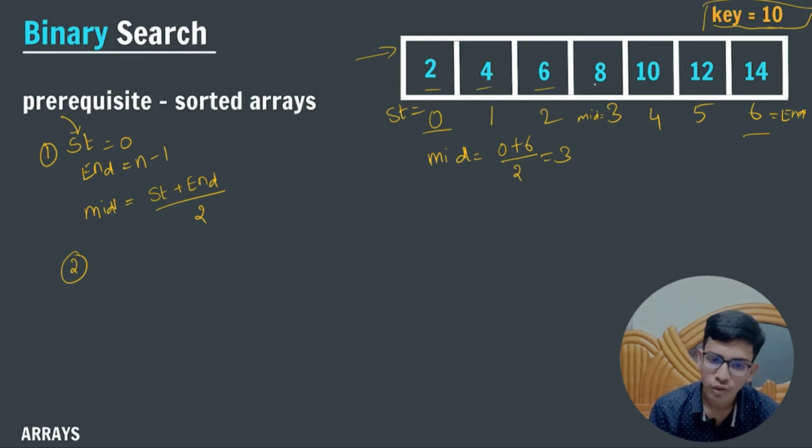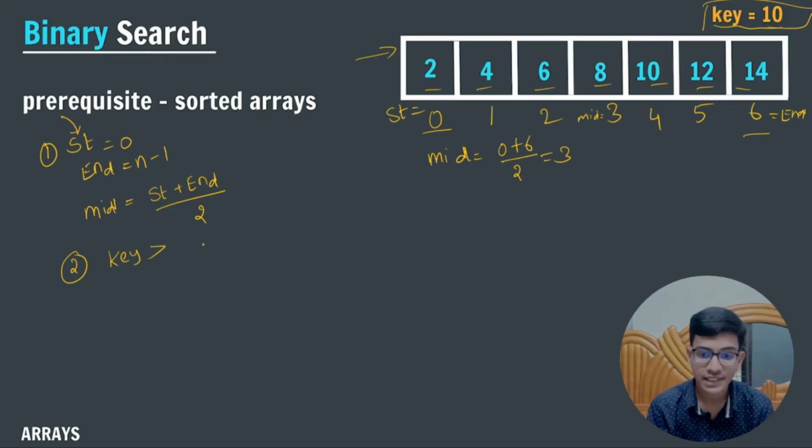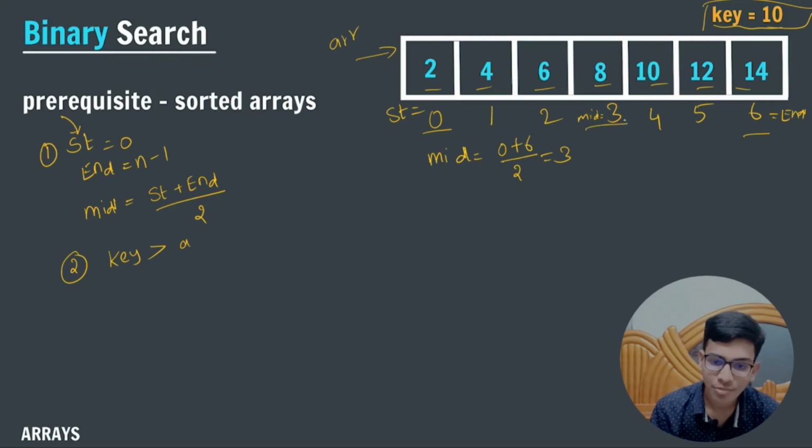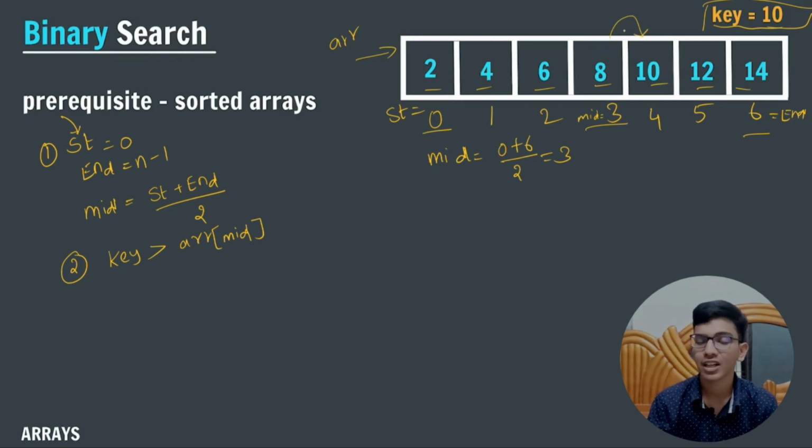So 2, 4, 6, 8, 10, 11, 12, 14. So the second step is I am going to compare. Can I compare that if the value of my key is greater than, let us consider that this is my array and this is my mid index, right? So ARR of mid index, it means that my key lies after my mid element, right?